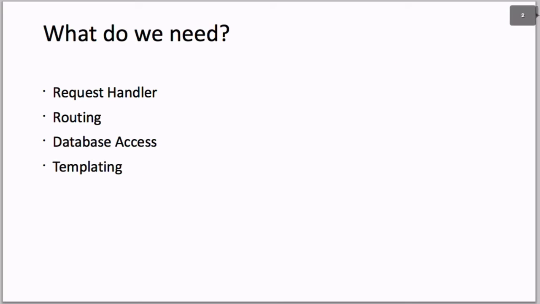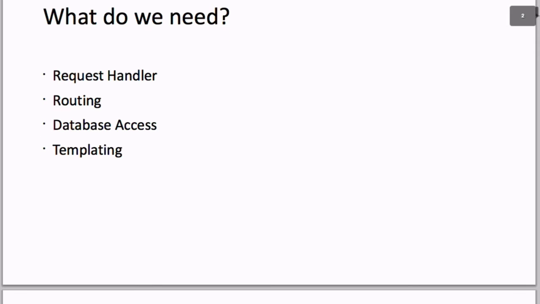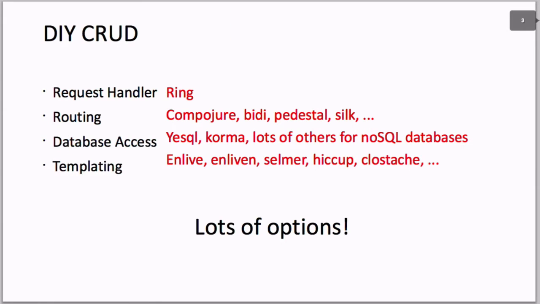Right. So first, when I looked at how you put together basic CRUD applications, what do I need? These are the basic things that make up a simple web application. I'm going to look at each of them and how they fit together. There are some common libraries that you might see in Clojure to do these different things.